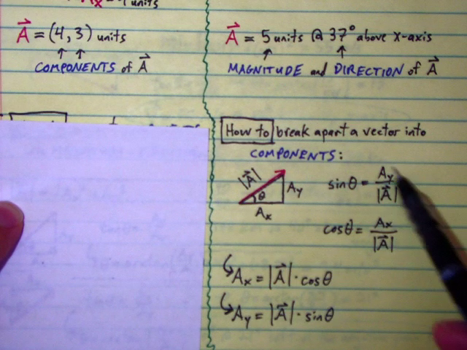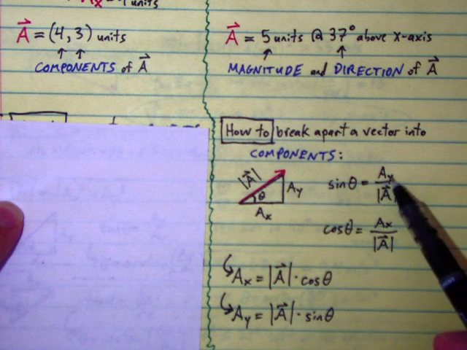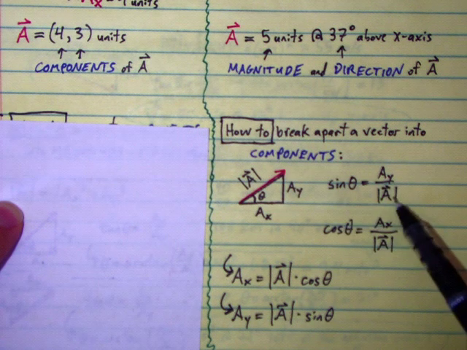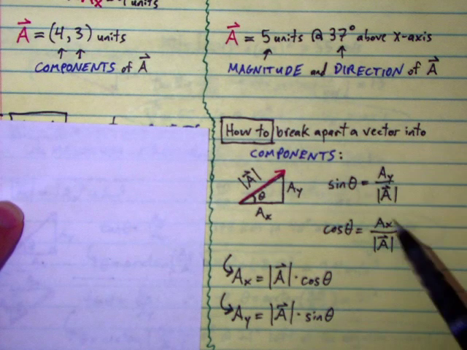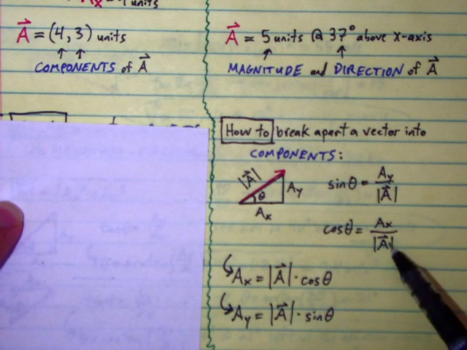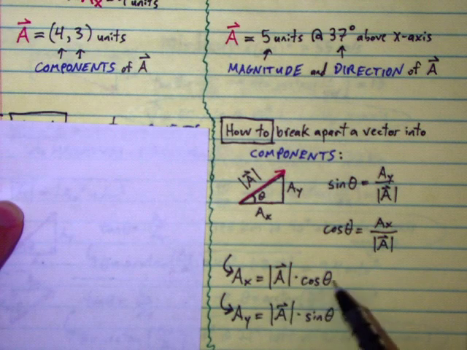So then if we want to solve for AY, this leg here, this component, we multiply both sides by the hypotenuse, by the magnitude of A, and then we get AY is the hypotenuse times sine theta. And likewise, to solve for AX here, we would multiply both sides by the magnitude of A and find that AX equals the magnitude of A times cosine theta.